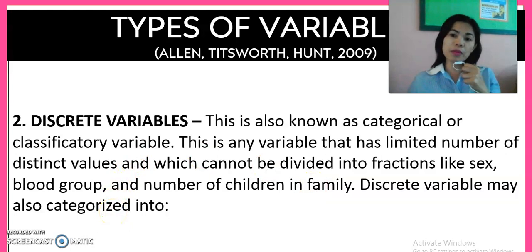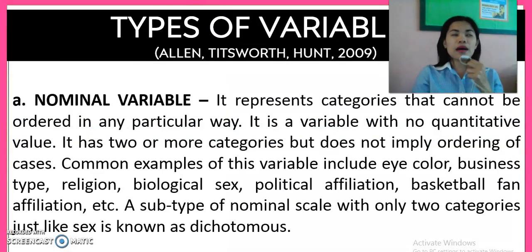So when you say discrete variable, that means you cannot divide the variable, like the number of children in your family. Like for example, you cannot divide your children, or the number of children, right? I mean, you cannot divide each of the children. And then the sex, you cannot divide the sex, the blood group. So that means when you say discrete, it is a limited number of distinct values.